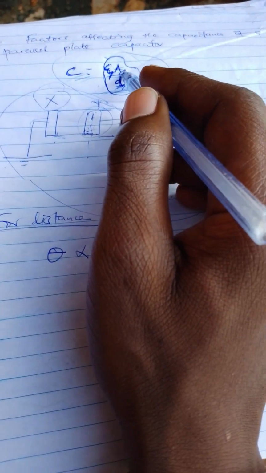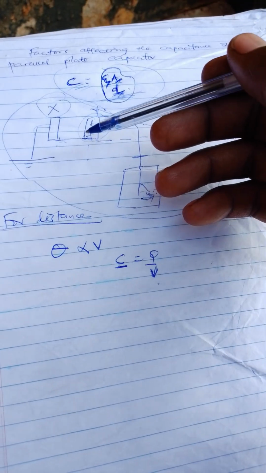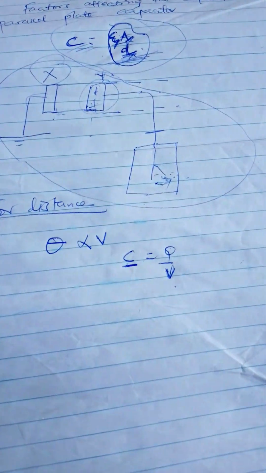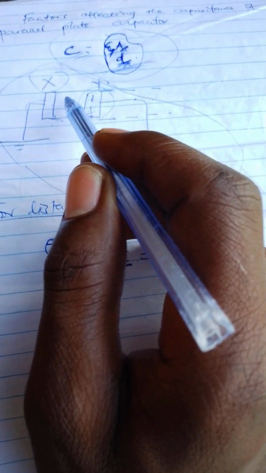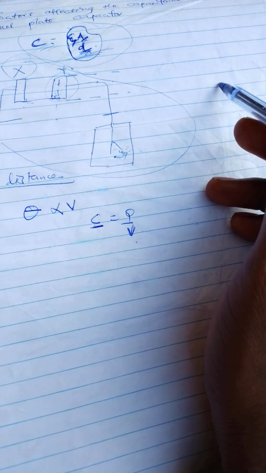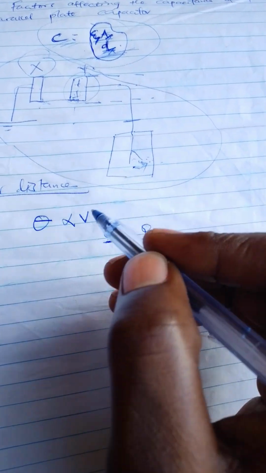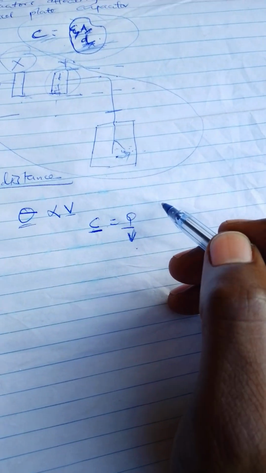How do I now vary the factor of area? By moving plate Y upwards, keeping the distance of separation constant. You realize that the divergence is also seen to increase. When the divergence increases, the PD decreases.